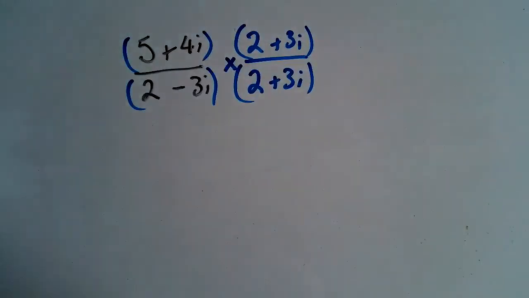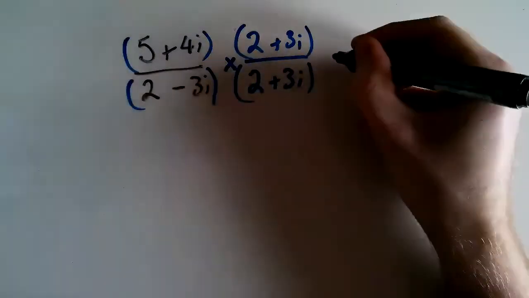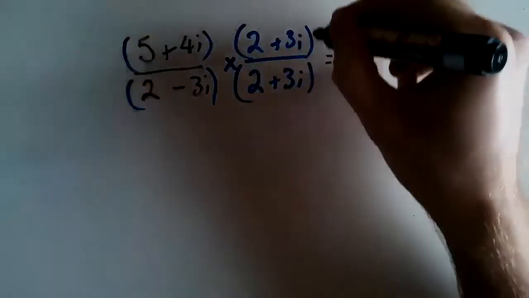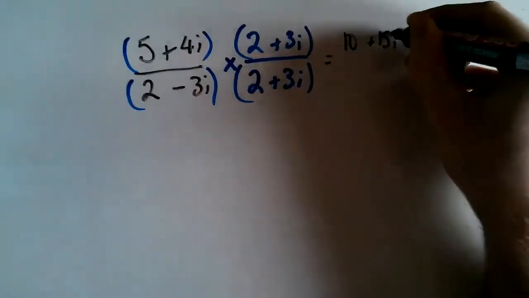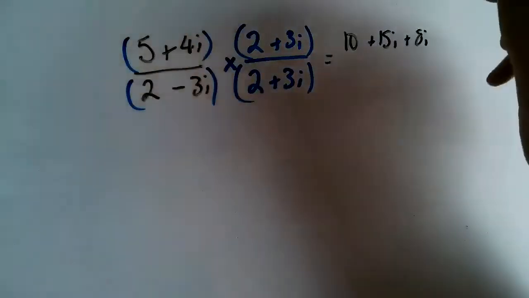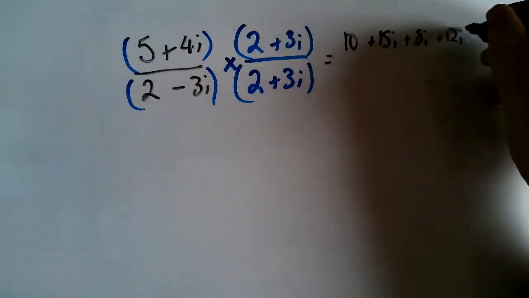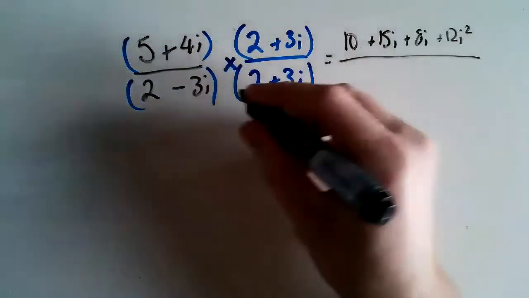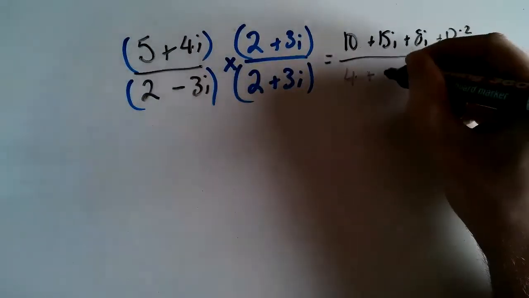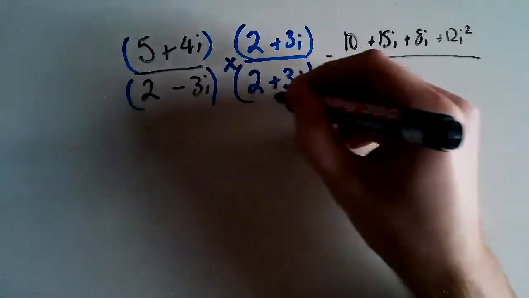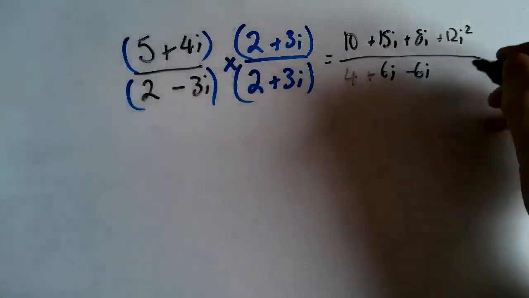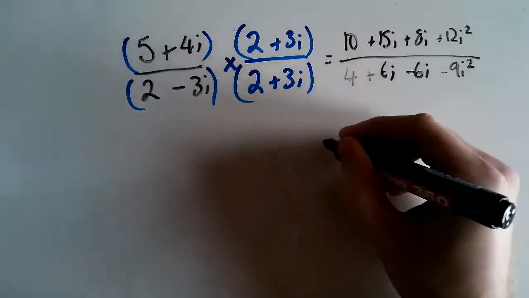Okay, then it's just a case of expanding the brackets. So on the top, 5 times 2 is 10. 5 times 3i is 15i. 4i times 2 is 8i. And 4i times 3 is 12i squared. And on the bottom, 2 times 2 is 4. 2 times 3i is 6i. Minus 3i times 2 is minus 6i. Minus 3i times 3i is minus 9i squared.